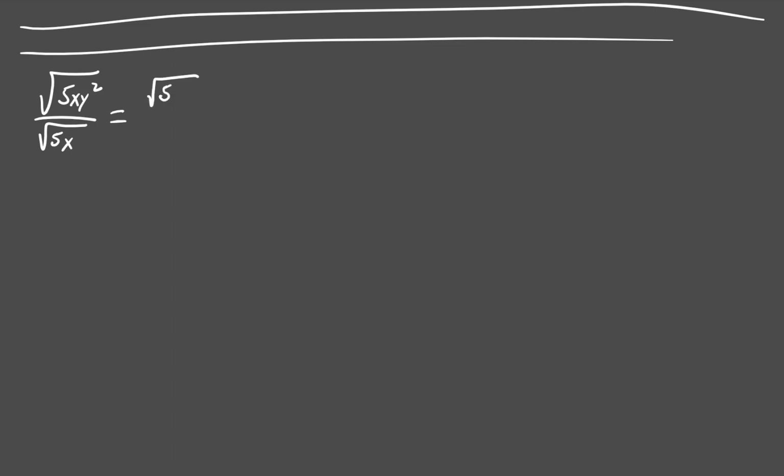I can split off the square root of 5x and the square root of y squared. The square roots of 5x, I multiply and divide by them, they just get to be canceled. I've got the square root of y squared. We don't know if y is positive or negative, so I end up with the absolute value of y. So sometimes we can just cancel things right away.